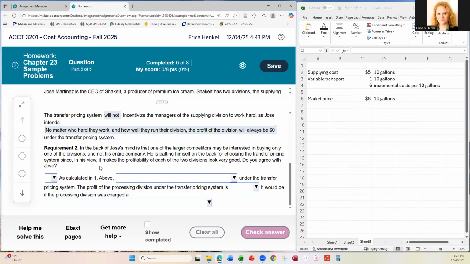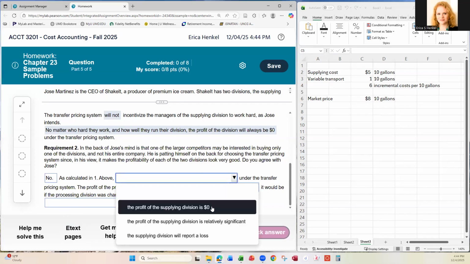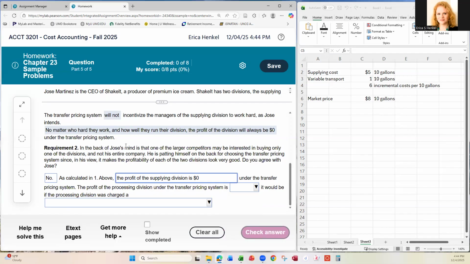Now, in the back of Jose's mind is that one of his larger competitors may be interested in buying only one of the divisions and not his entire company. He's patting himself on the back for choosing the transfer price system since, in his view, it makes the profitability of each of the two divisions look very good. Do you agree with Jose? No, because as calculated in 1 above, the profit for the supplying division is 0 under the transfer pricing system.